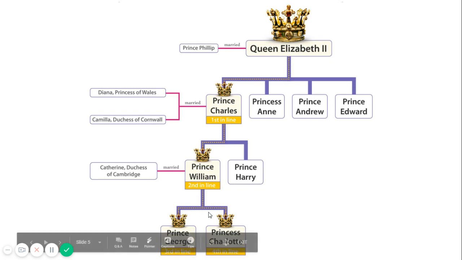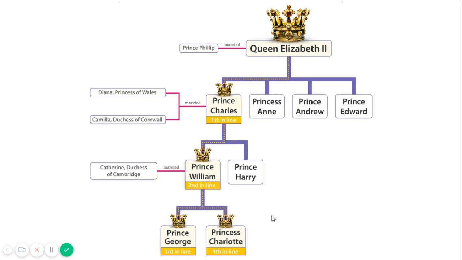And they've had 3 children. It only shows 2 here because Prince Louis is so young. This was made before he was born. And the oldest of their children is Prince George, so he's next. And obviously Prince George doesn't have children yet because he's so young. So after Prince George, it would be his sister, Princess Charlotte. Now, if Princess Charlotte had been before Prince George, because of the new law, she would have come before him. But Prince George was born first.